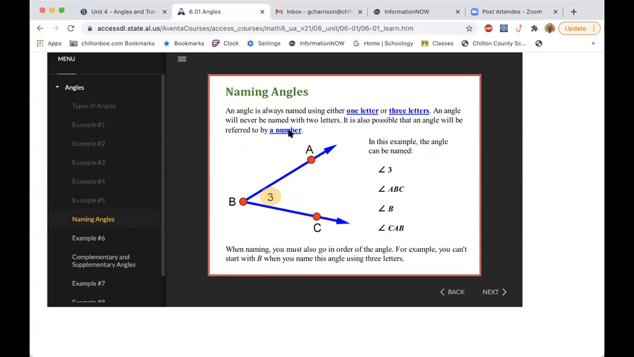Now, this is not near as important as knowing the other ones we just went over, but let's talk about it real quick. So we could call this angle angle 3, like you see here. We can name it by the letter, angle B, like you see here, or we can name it with three letters, ABC or CBA. Angle ABC, and this one is written wrong. It's not the only thing that's written wrong in this software, but this should be angle CBA. The middle letter should be the angle, so the middle letter should be B. So that's wrong. But angle CBA is right, angle ABC is right, or just angle B, or just angle 3.